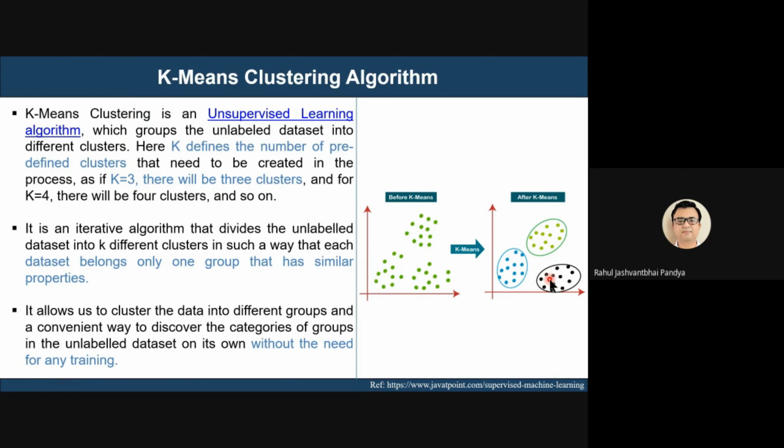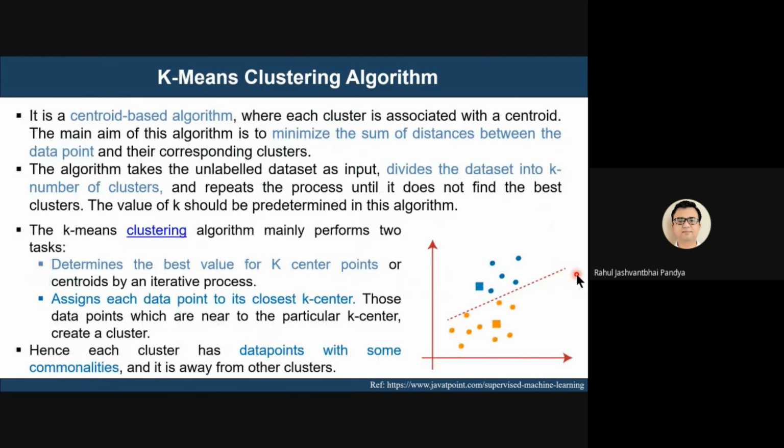So here you can see it's an unlabeled data set. We do not know the features, how they behave, or their characteristics. Then the k-means clustering algorithm identifies the patterns: these are the characteristics which are similar to each other, and these are the characteristics which are similar to each other, and so on. It will try to frame a cluster of those points within that particular cluster.